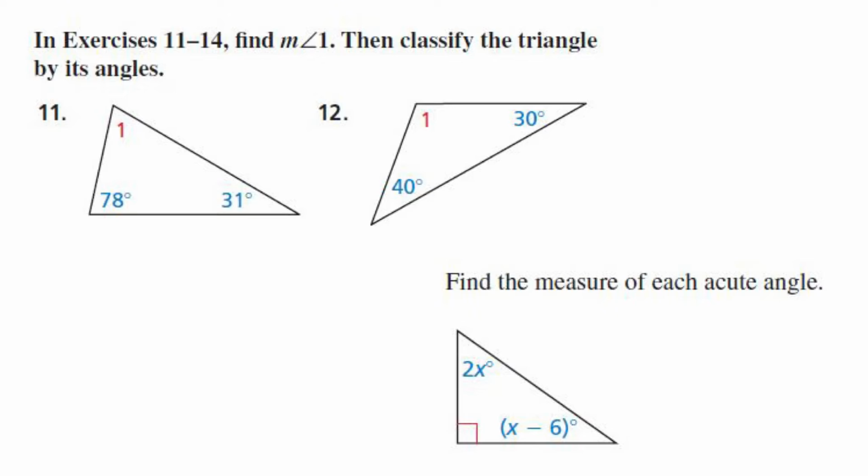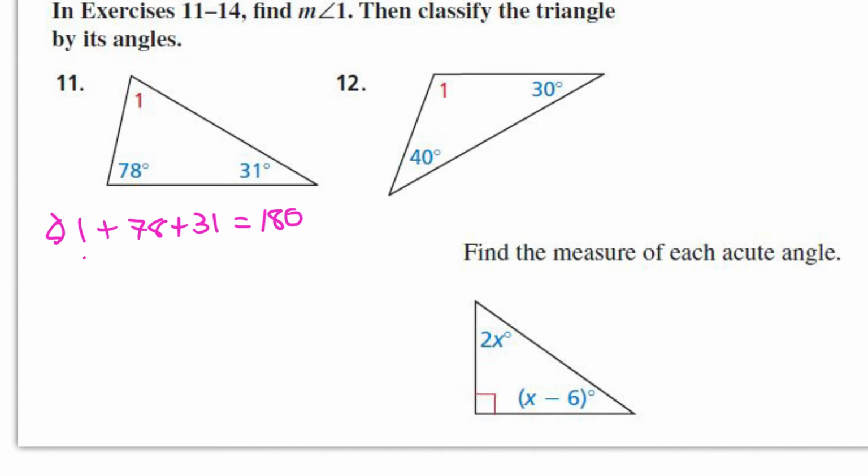So in these questions, find the measure of angle 1, then classify the triangle by its angles. So right now, in number 11, we have angle 1 plus 78 plus 31 is equal to 180. So then we have 78 plus 31. So we have angle 1 plus 109 is equal to 180. 180 minus 109, angle 1 is equal to 71 degrees.